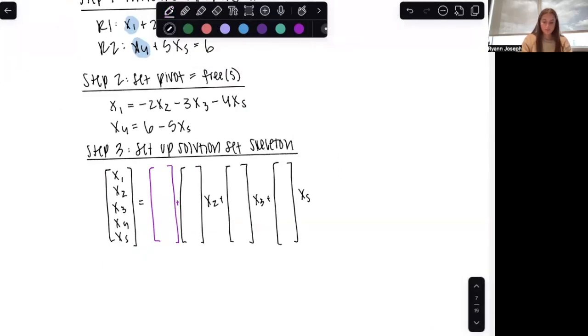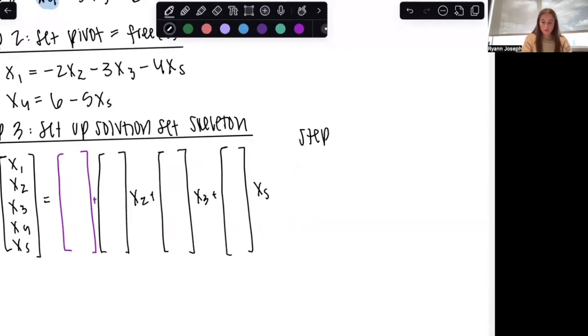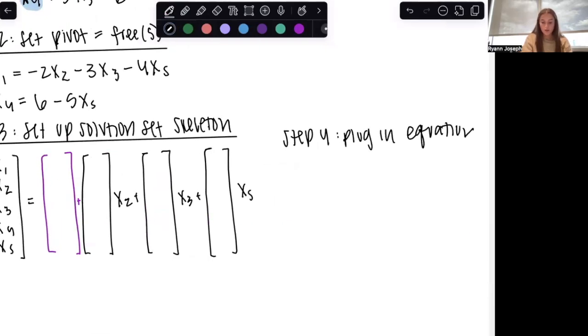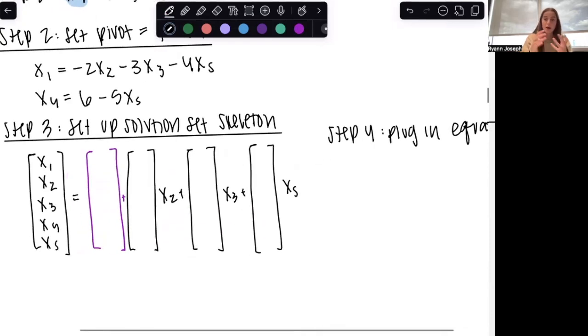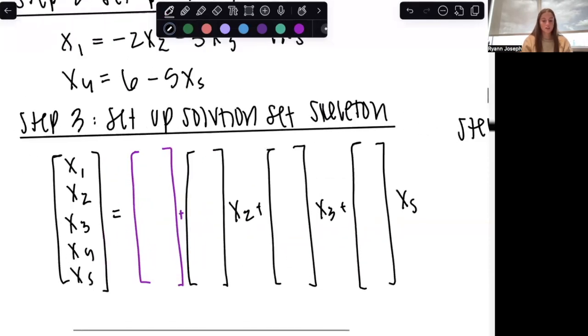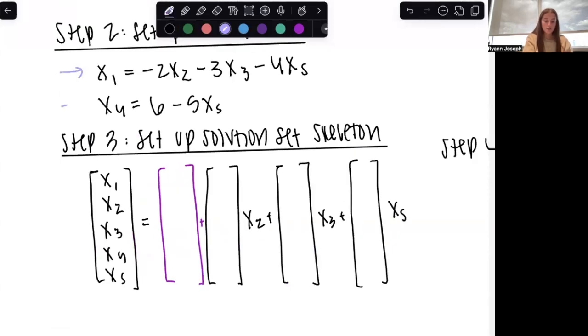Step 4, I'm going to do within this because I already wrote this out. Step 4, plug in equations. So now all we have to do is put everything about the system into this skeleton. That's why I really recommend writing the skeleton beforehand, because then you can just plug and chug and be done. So x1 and x4 have actual equations to plug in. Let's do x1 first.